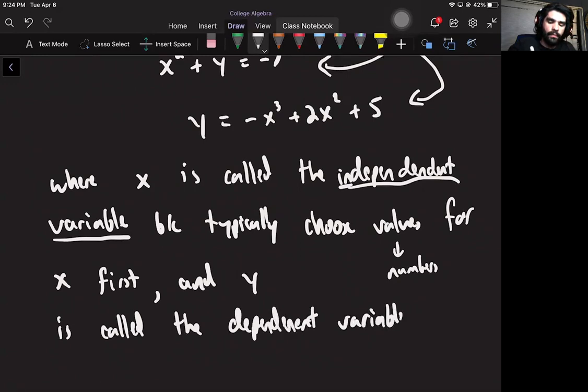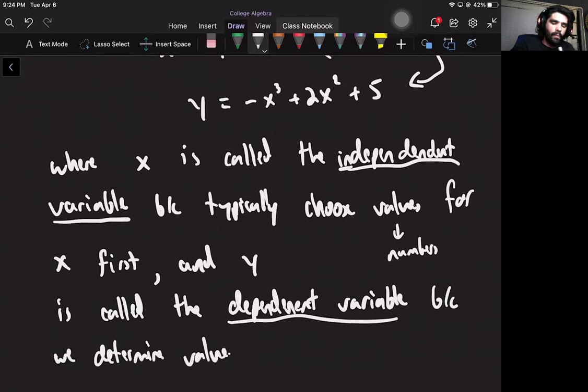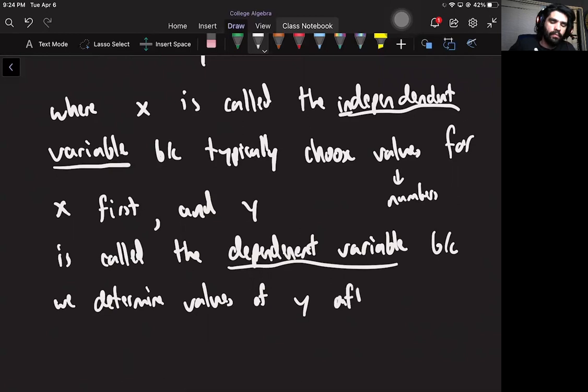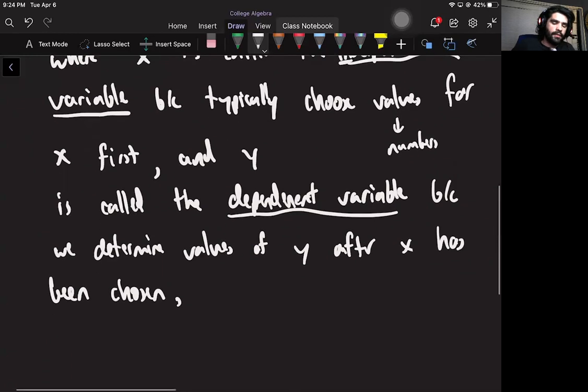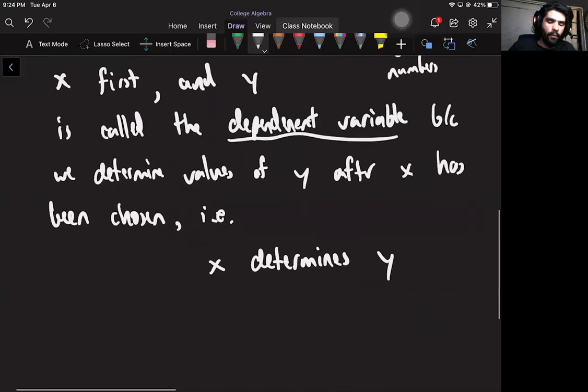Hopefully I can spell these words right. It's called dependent because we determine it. We determine values of y after x has been chosen. So x determines y because we're choosing it in this order. And so we should think of x as being independent and y dependent on x. That's why it's called the dependent variable.